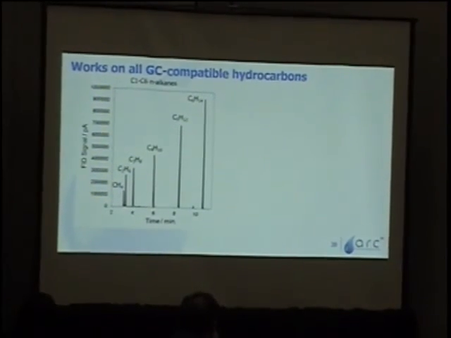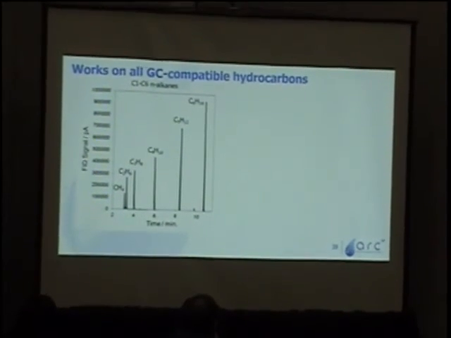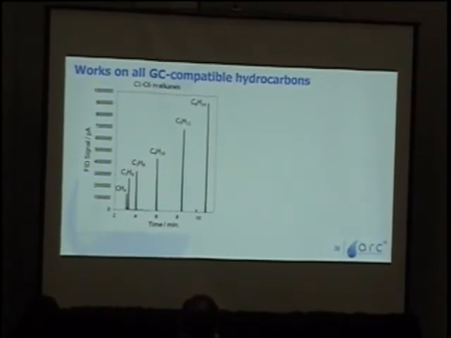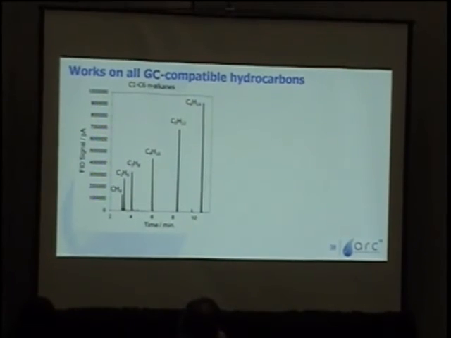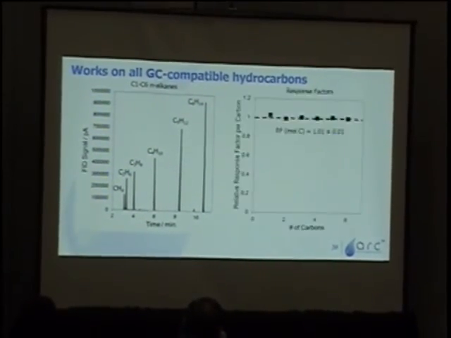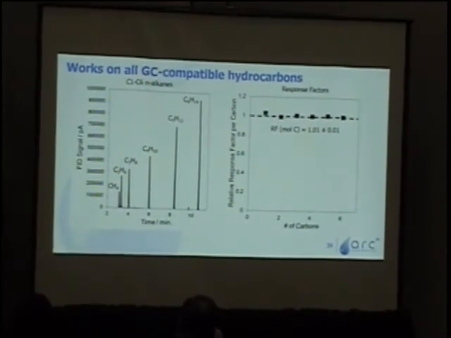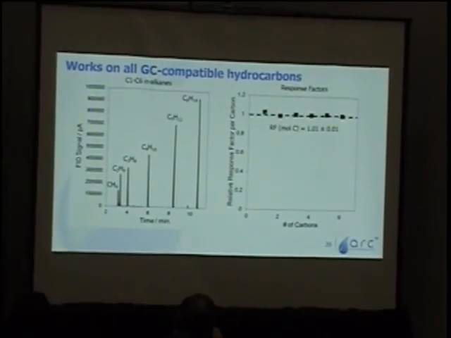We can also look at a calibration mixture of C1 to C6 alkanes, gases. And here is, again, the chromatogram. Everything's converted to methane in this case as well, and we see response factors that are 1 within error for these as well.